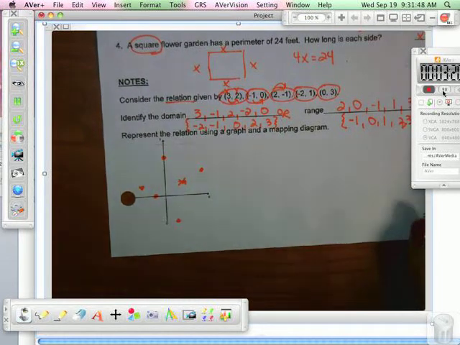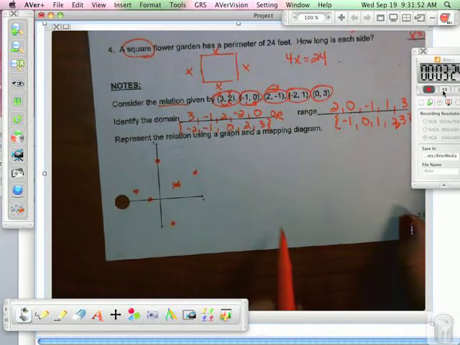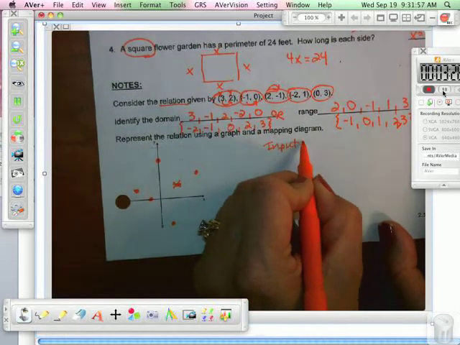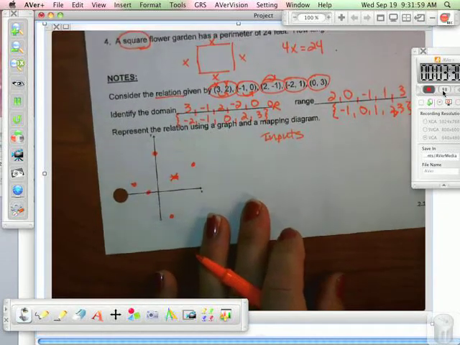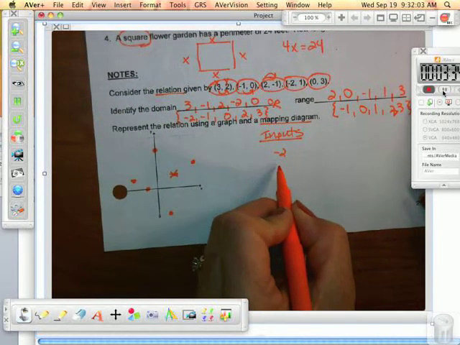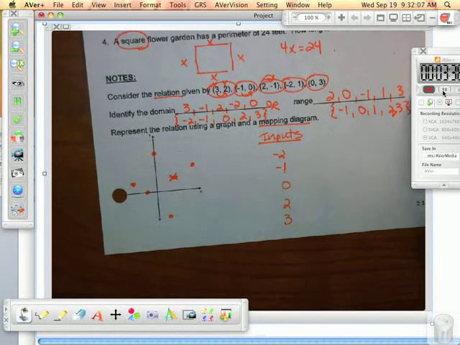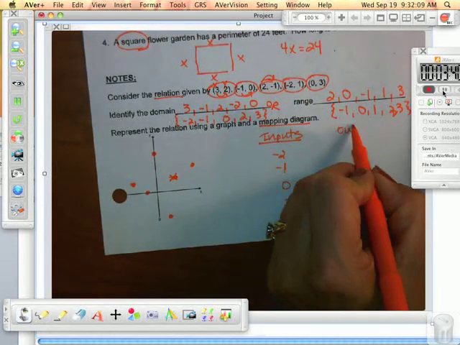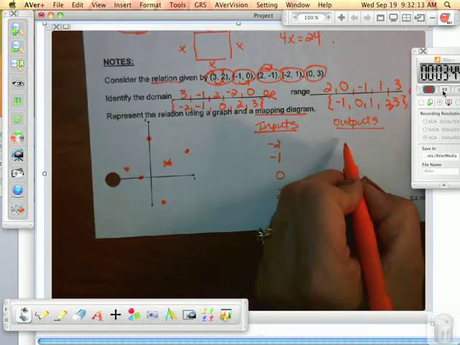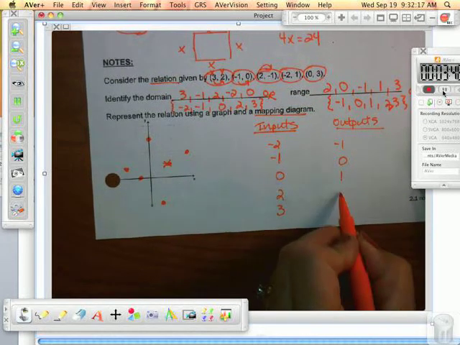Claire, this answers your question. The reason we have to put it in order is when you do a mapping diagram of all the inputs, they have to be in order from numerical least to greatest. Okay? So we're going to list them here: negative 2, negative 1, 0, 2, and 3. And the outputs, same thing. You have to put them in order: negative 1, 0, 1, 2, and 3.